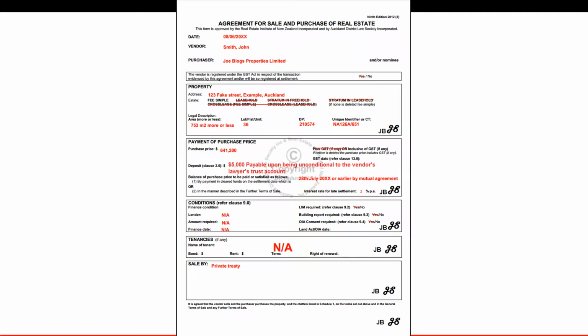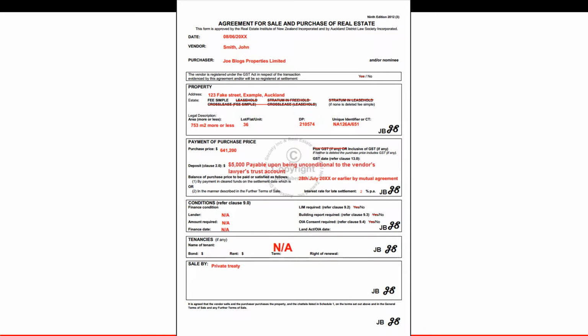So the deposit clause, you can see, says $5,000 payable to the vendor's lawyer's trust account upon going unconditional. Now, this can actually be reworded any way you guys want. You can write payable upon conditional to the vendor's lawyer's trust account. And all that means is once the vendor has accepted this agreement being a conditional agreement, again, conditional, unconditional, I'll be explaining in the upcoming sessions, even if it's a conditional agreement, you can still transfer the money across to the vendor's lawyer's trust account, and then lawyers can confirm this.